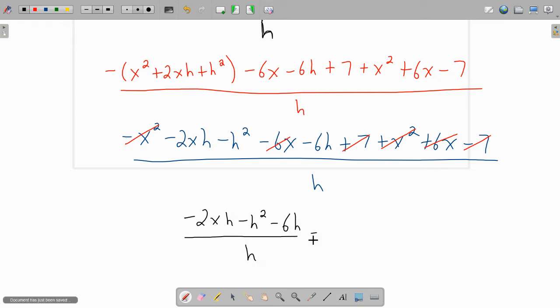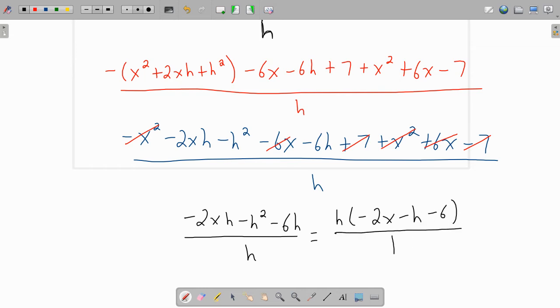Okay, now the last problem was linear, so it was nice and easy. The final step for all quadratics, I don't think it'll happen in linears, but definitely in quadratics, is you have to factor out an h. So then we can cancel. So negative 2x h squared, take out an h. We're left with a minus h. And minus 6h, take out an h. We're left with a minus 6.